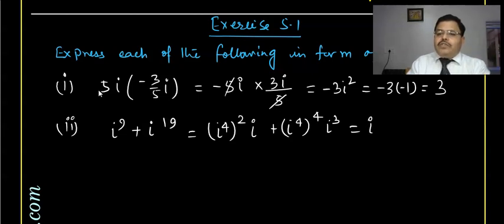Iota. This is also 1, 1 to the power 4 is 1, and iota cube is minus iota. So iota minus iota is 0. So these are the two questions.